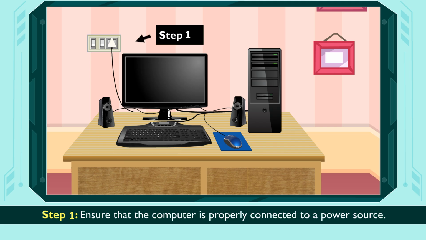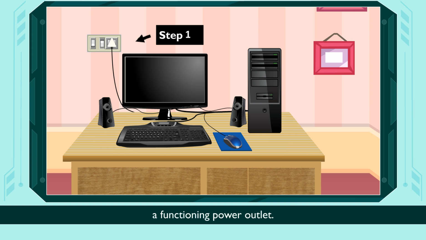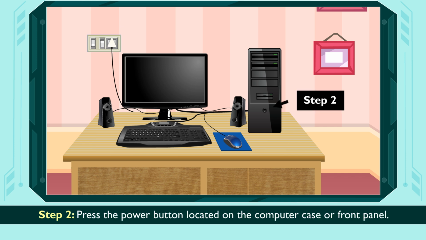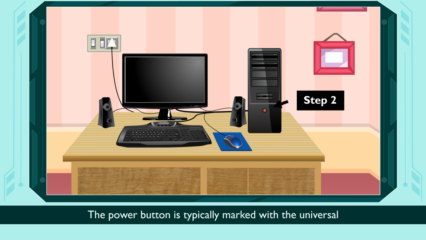Step 1. Ensure that the computer is properly connected to a power source. Plug the power cord into the computer and connect it to a functioning power outlet. Step 2. Press the power button located on the computer case or front panel. The power button is typically marked with the universal power symbol, a circle with a line.